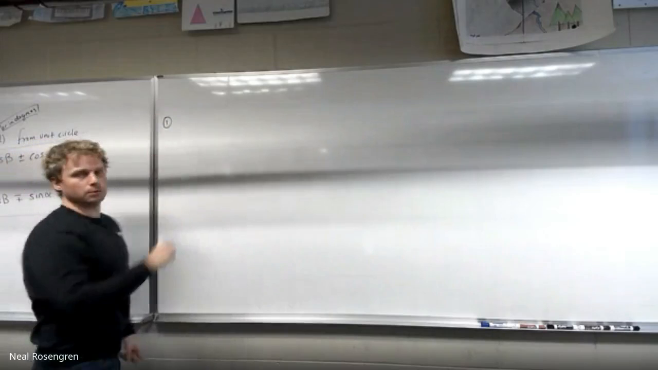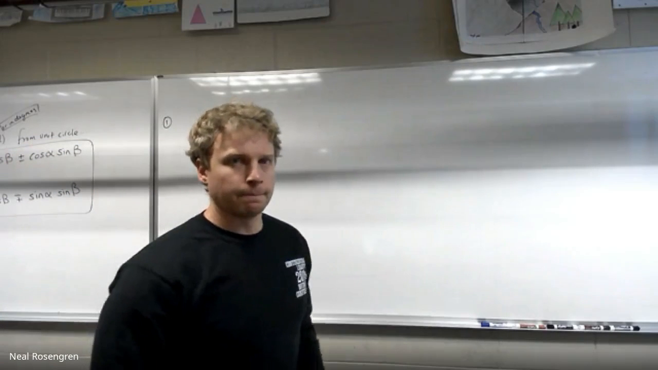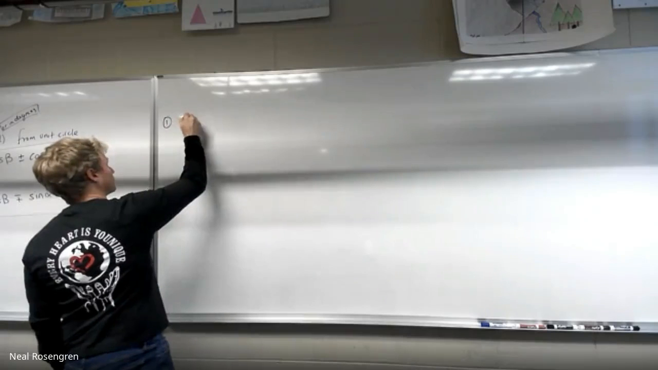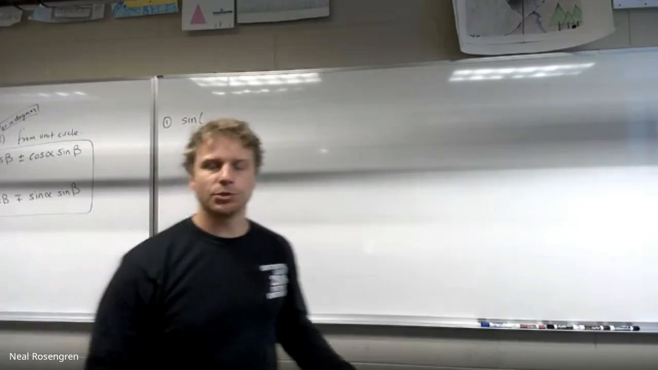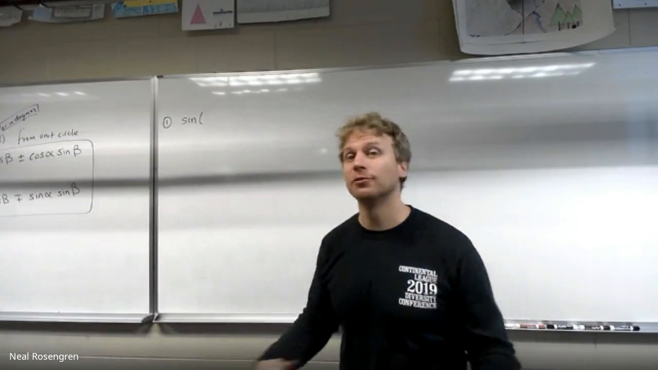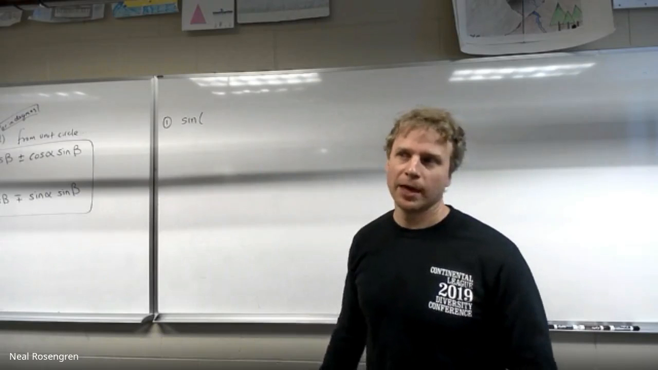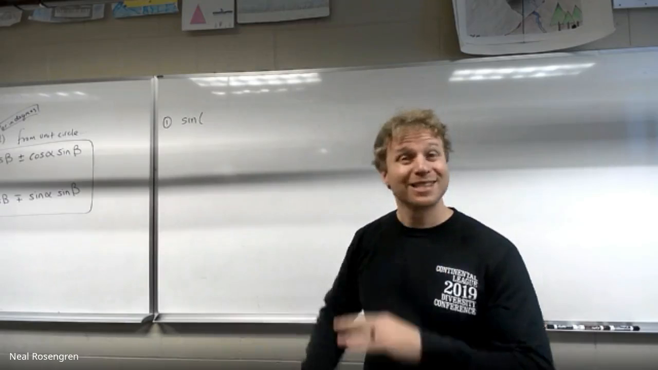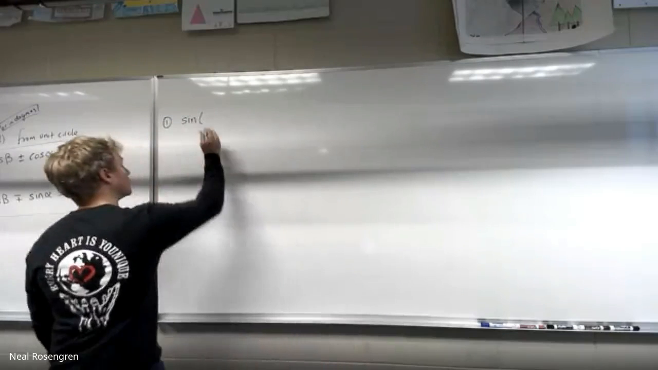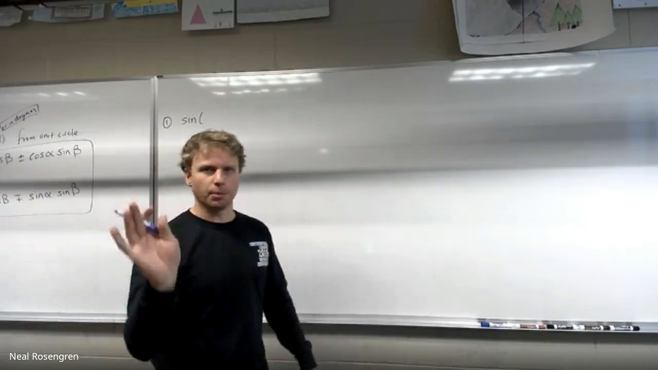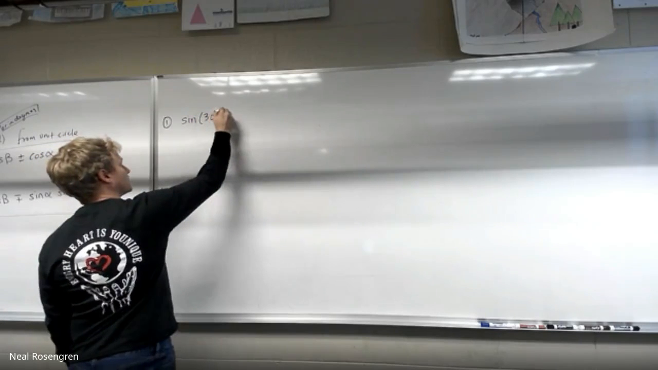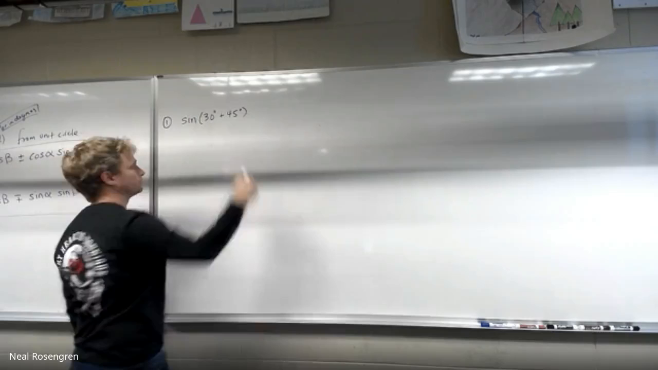All right, so let's just do one. I'm just gonna make it up. Call it number one. Sine of some combination of two angles that don't add up to a unit circle spot, but separately are, right? So let's do, and I'm gonna stick with degrees just to make our life that much easier, 30 degrees plus 45 degrees, okay?